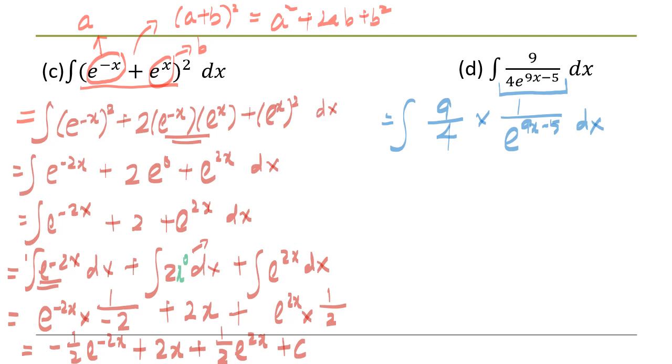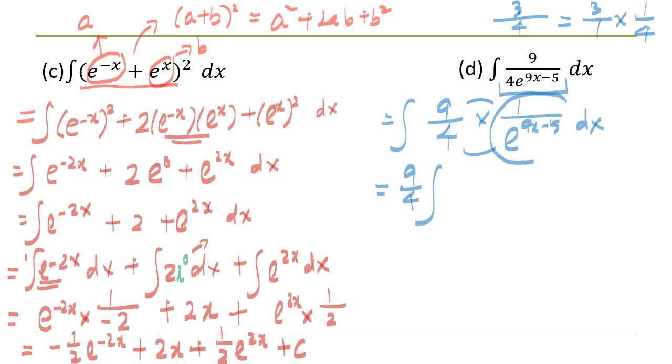Okay, how did it happen? 9 times 1 will give you 9. Then 4 times e to the power of 9x minus 5 will give you 4e to the power of 9x minus 5. It's like, for example, if you have 3 over 4, you can actually write it as 3 over 1 times 1 over 4. Just multiply the numerator, multiply the denominator, you will get your fractions, right? So I'm using the same concept, if you learned it when much younger. So 9 over 4 is actually a constant. You can actually take it out from your integration sign.